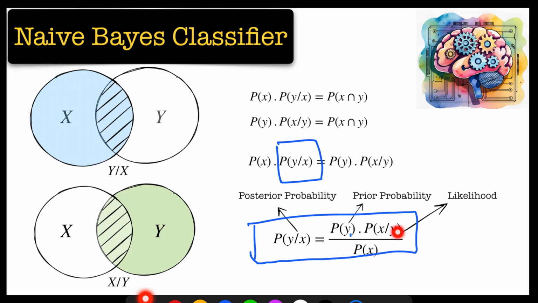Probability of x given y, this is the likelihood. Probability of input given the output class is called the likelihood. And probability of y given x, like probability of output given any new input, this is the posterior probability we will be calculating. And this equation is called Bayes theorem. Our Naive Bayes classifier is based on this Bayes theorem.